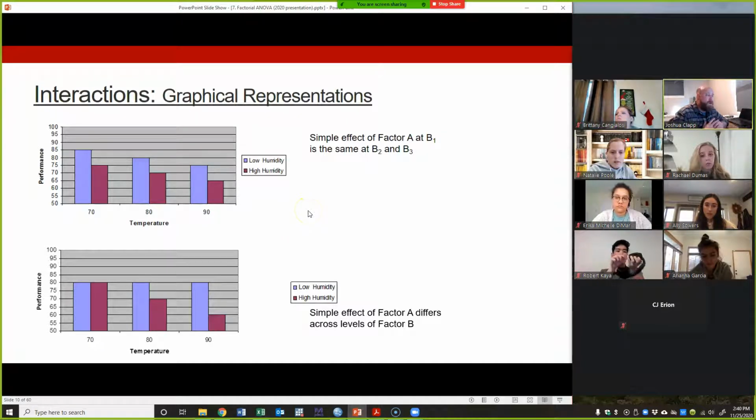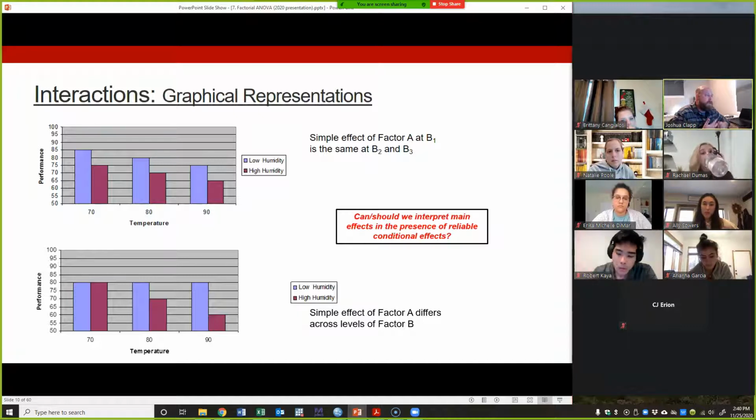So, questions on this? Okay. So here is the question within these designs. Can or should we interpret main effects in the presence of reliable conditional effects? Okay. If I have an interaction, should I be interpreting main effects?